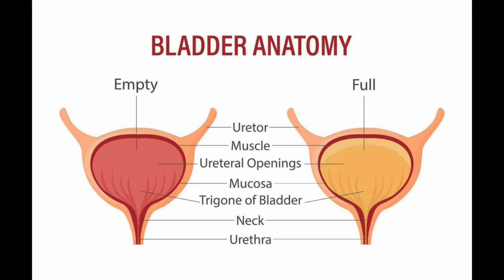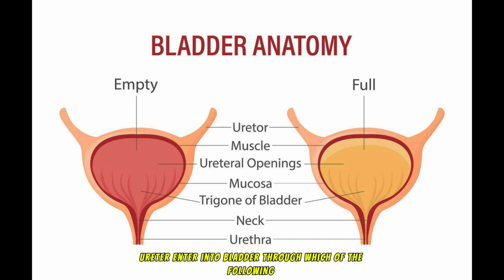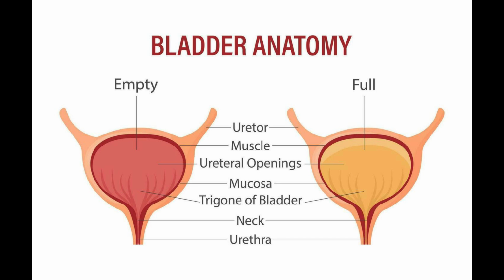An anatomy question. The ureters enter the bladder through which of the following? Answers were given: apex, upper aspect of base, lower aspect of base, inferolateral surface, and the last one is superior surface.